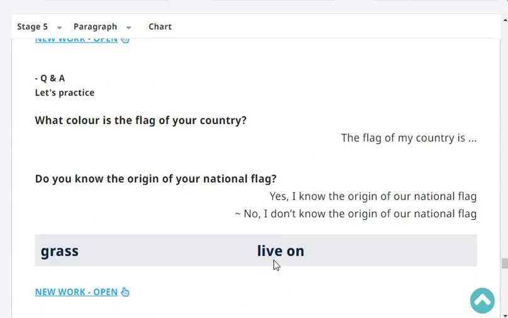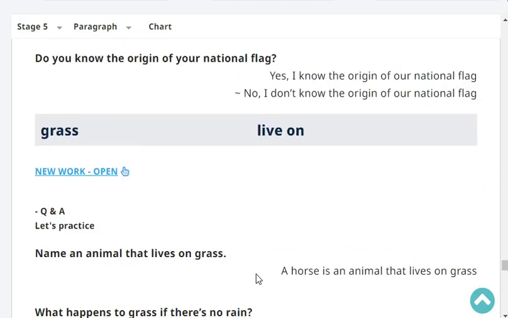What color is the flag of your country? The flag of my country is red and white. Very good. Do you know the origin of your national flag? Yes or no? No, I don't know the origin of our national flag. Very good.